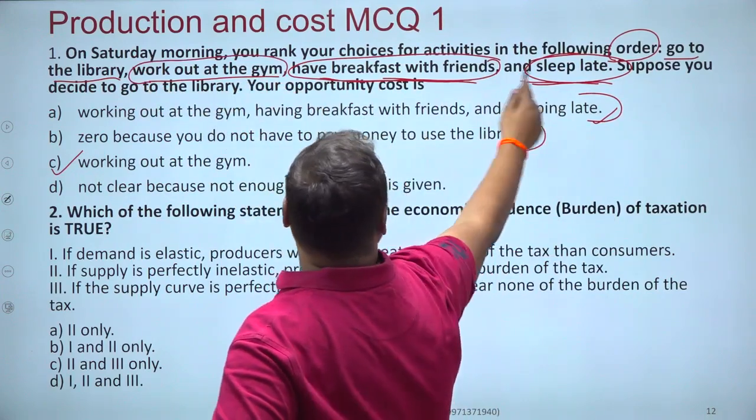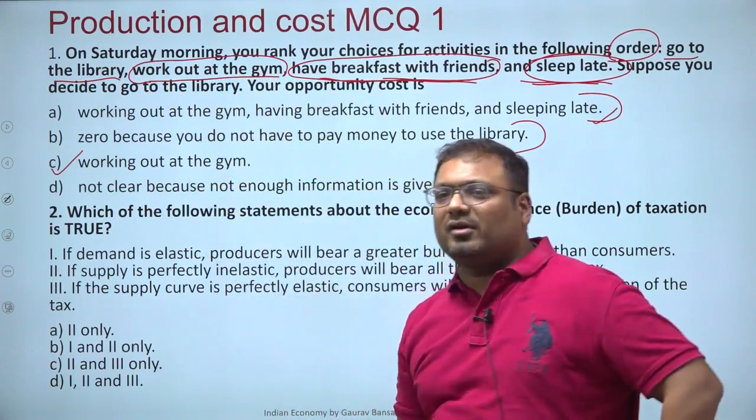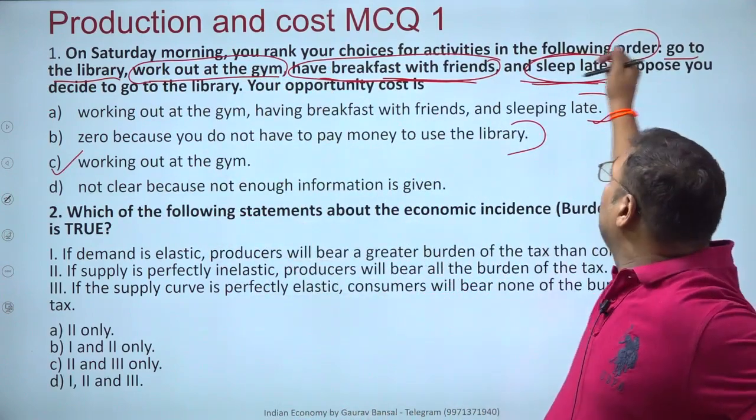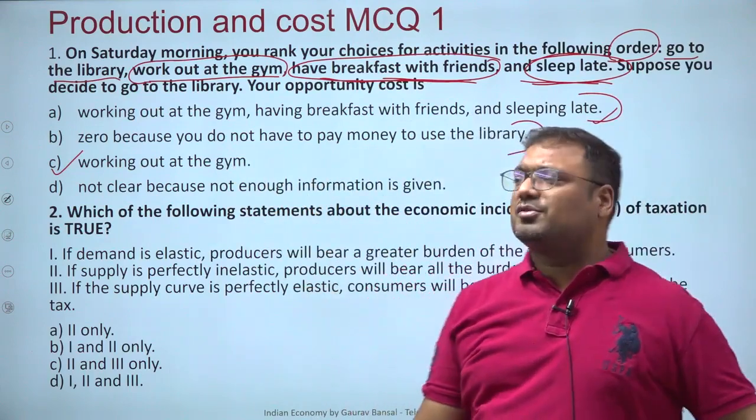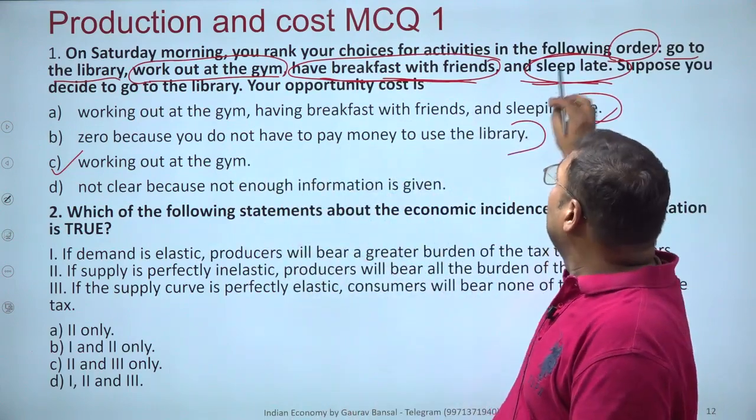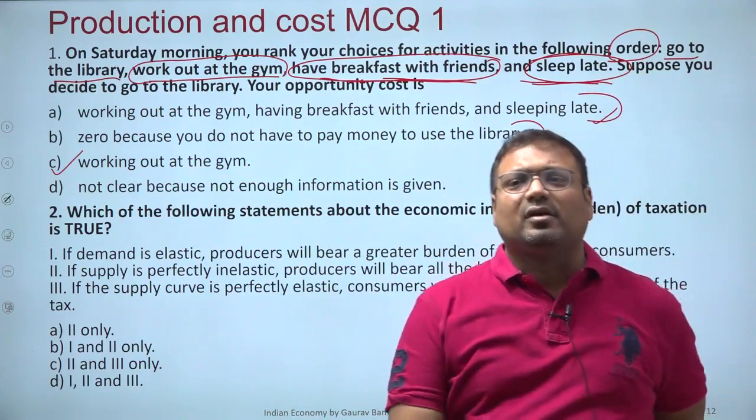These are inferior options, so we do not consider them. Order is the word that is very, very important here, and C is the answer, working out at the gym. Not all three simultaneously, because the order of the choice is very clearly given.